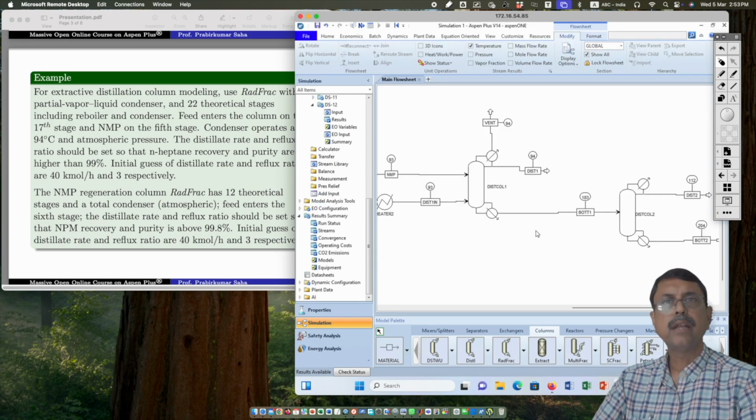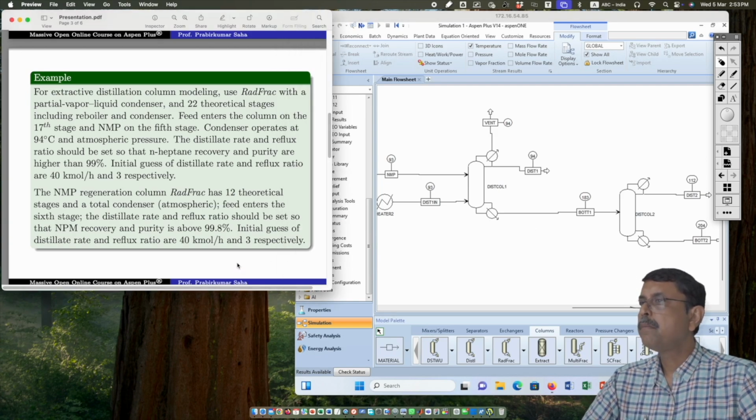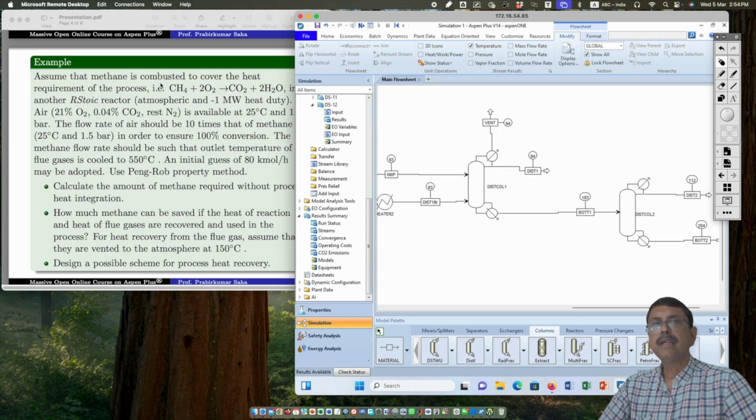So similarly, you can do the other design spec also. Take it as a practice lesson for yourself and try it yourself. I am not doing it over here. Now we continue the problem in the next page. Now we will do this methane combustion later. First, let us understand what we have achieved so far.